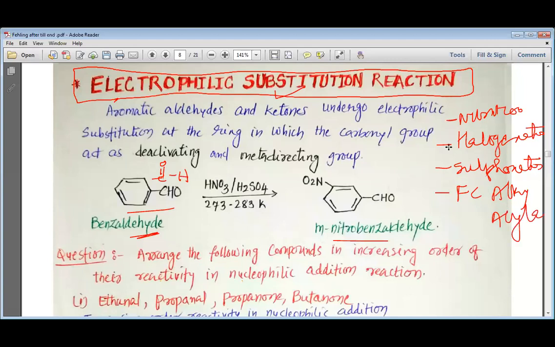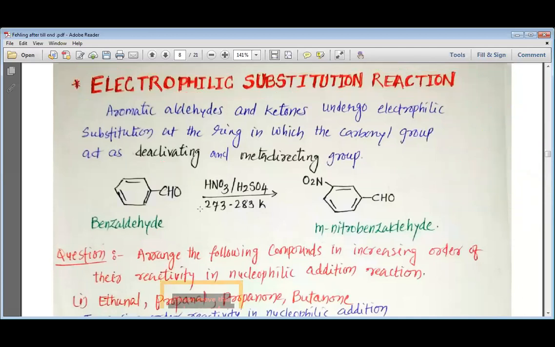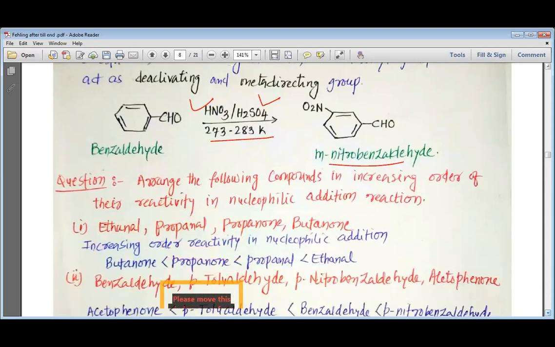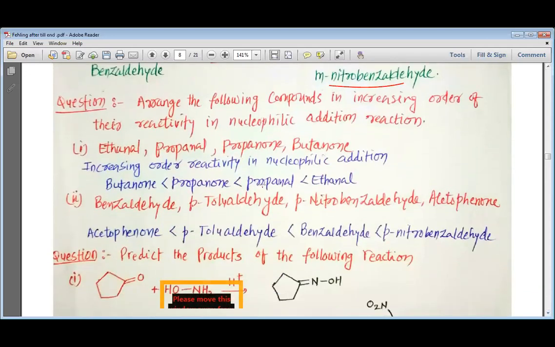So in all these cases, if we let this undergo the substitution reaction, it generally gives the meta product. And when benzaldehyde undergoes the electrophilic substitution reaction, which is known as nitration, in the presence of nitric acid and sulfuric acid at 273 to 283 Kelvin, we get meta-nitrobenzaldehyde, my dear students. Now we have a few more questions to undertake. So this is how I can do the assessment.